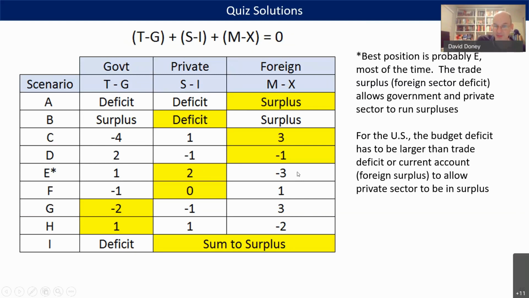The U.S. is in the opposite position. We're more like C. That's kind of the U.S. scenario in Goldilocks. Government budget deficit about 4% of GDP, private 1, foreign at 3. This is kind of where we were in 2018, 2019. That's kind of the Goldilocks U.S. Go ahead.